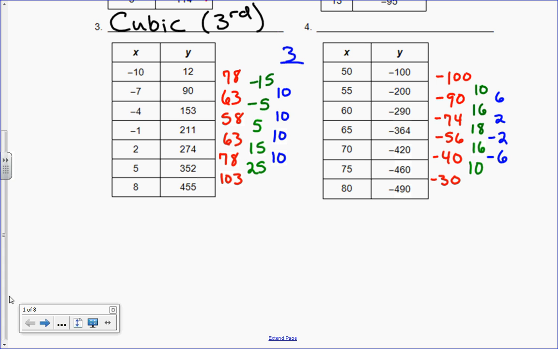You got negative 6 minus negative 2, that's negative 4. Negative 2 minus 2 is negative 4, and 2 minus 6 is negative 4. So just like the first one, the fourth set of differences, for a quartic function, are where you have your constant. A quartic function is a fourth degree function.